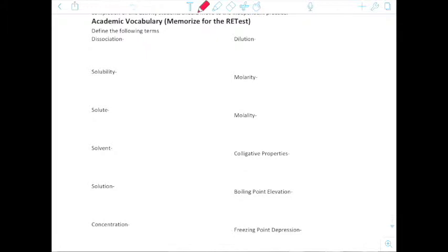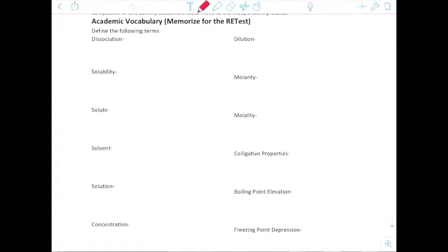A solute is the substance that is being dissolved. Solvent is the substance that dissolves the solute. And the solution is the homogeneous mixture of a solute and solvent. Looking at concentration, concentration is the density of material in a solution. So it's how much solute you have in the solvent.